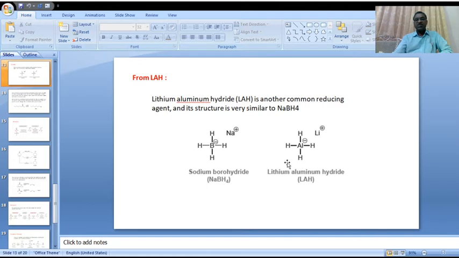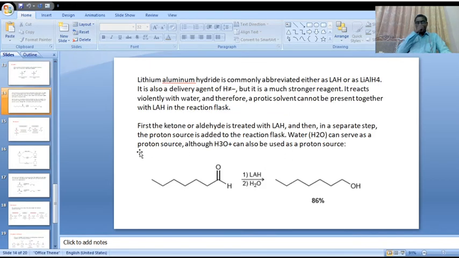This is called lithium aluminum hydride, or LAH. The first structure is sodium borohydride. These two structures are very similar to each other. These two are reducing agents generally used in organic reactions for reduction. Is it clear, all of you? Is it clear in these two structures?